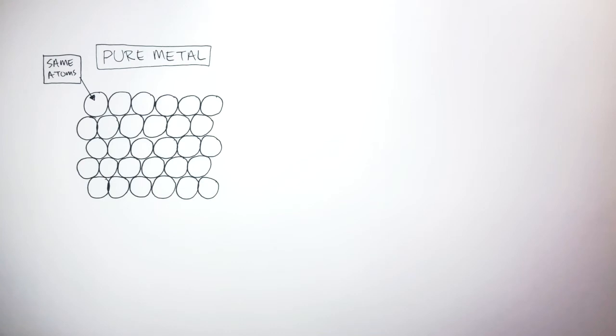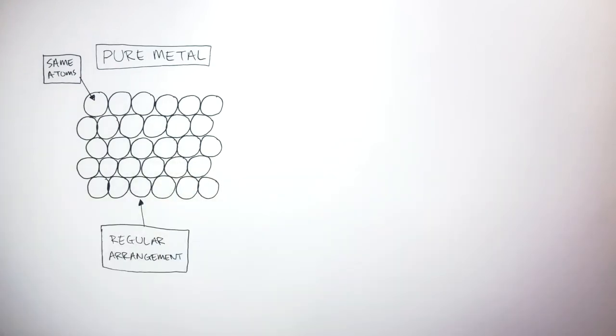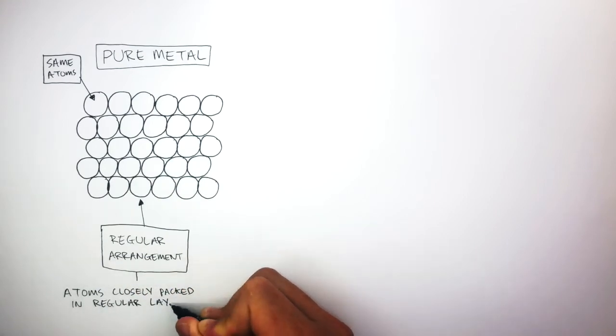Because a pure metal is made of the same type of atoms, which all have the same size, this means pure metals have a regular arrangement of their atoms. And these atoms are closely packed in regular layers.